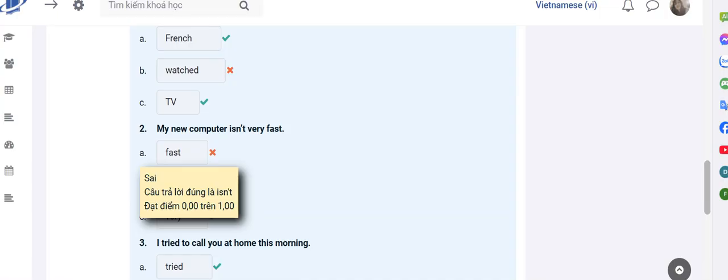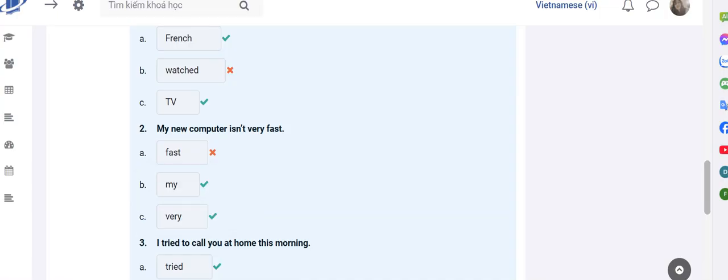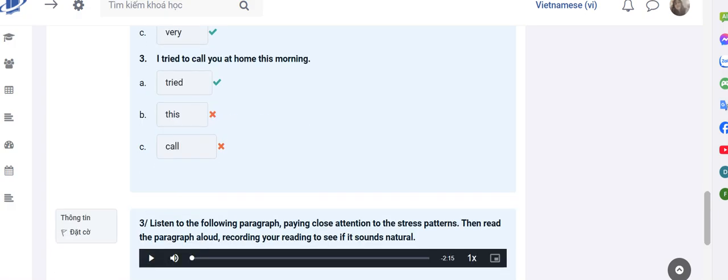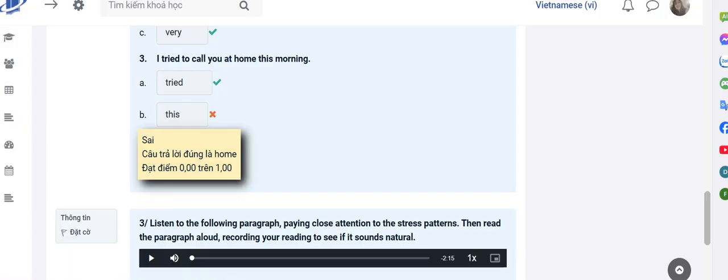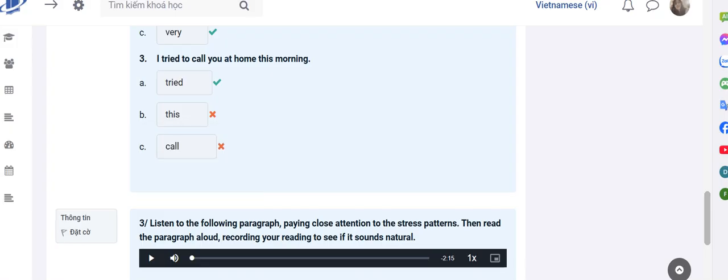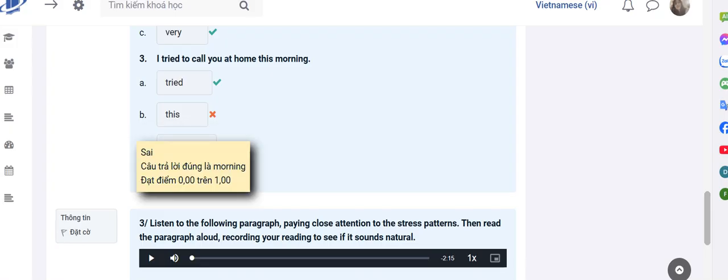2A. My new computer isn't very fast. B. My new computer isn't very fast. C. My new computer isn't very fast. 3A. I tried to call you at home this morning. B. I tried to call you at home this morning. C. I tried to call you at home this morning.